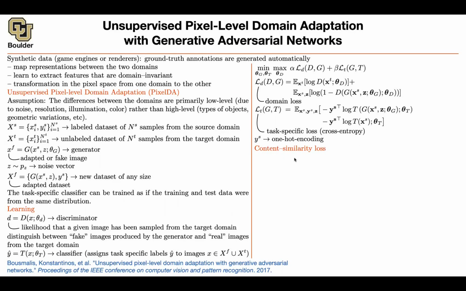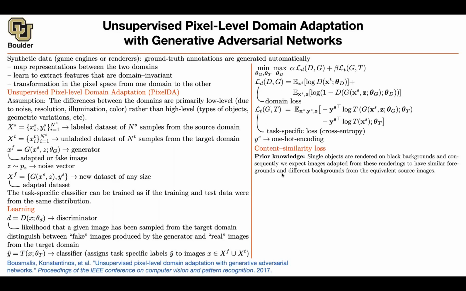This one is a minor detail, so don't worry too much about it. Let's say your prior knowledge is that the objects being rendered usually have a black background. This is how you were doing your rendering. These are simulated data, synthetic data. And then you change the background. You put those objects on different, colorful backgrounds. That's your data. What is the prior knowledge that we have? These rendered images are going to have similar foregrounds and different backgrounds by construction. This is how we constructed our simulated data.